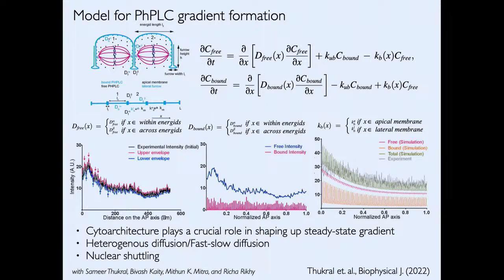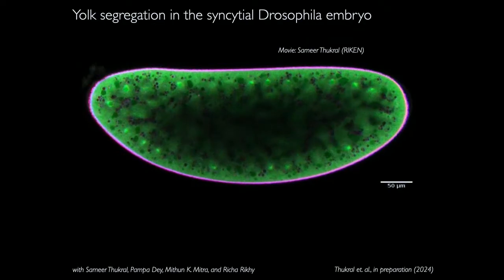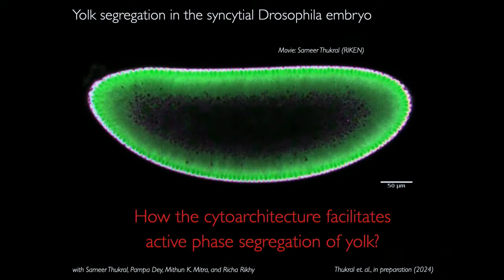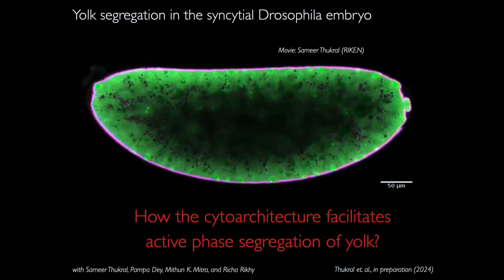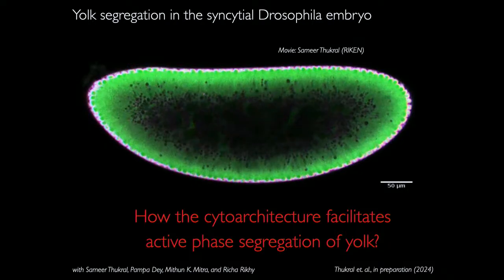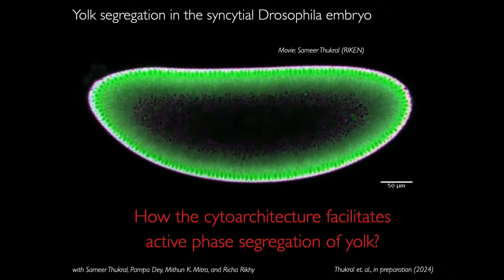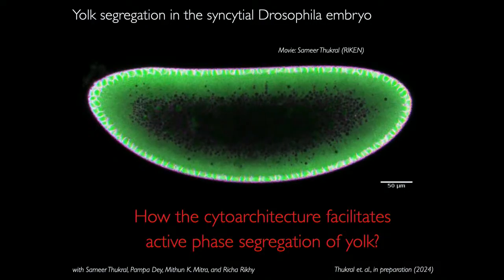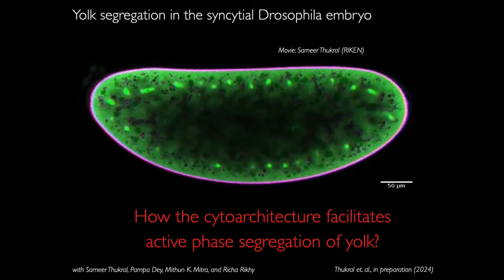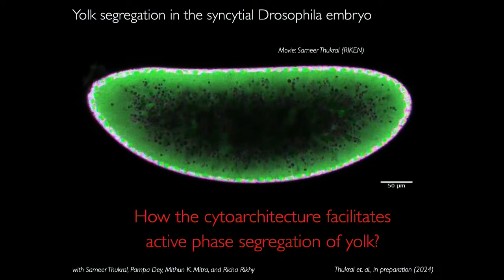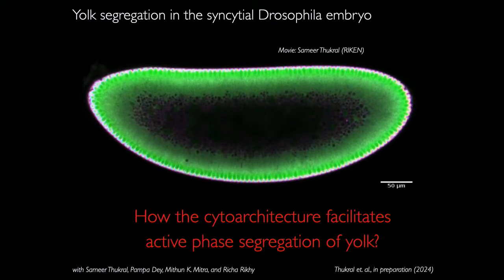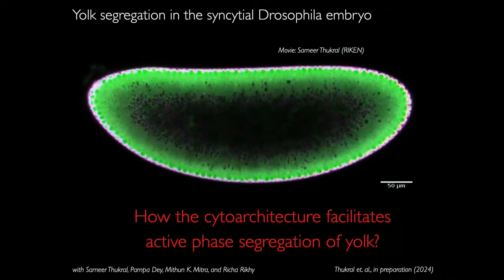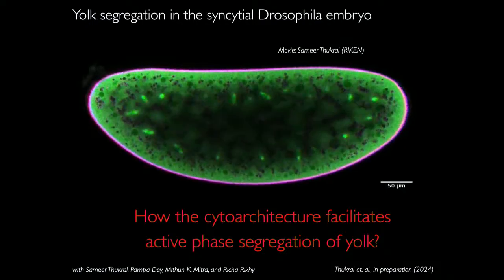This is one problem which we have already published, but the recent problem which we have been studying is another fascinating problem, where you see these dark spots, which are the yolk particles, in the syncytial embryo. As time progresses, these dark spots are actively segregated from the periphery towards the inside, near the bulk. And this is an active segregation, namely the microtubule network assists this.